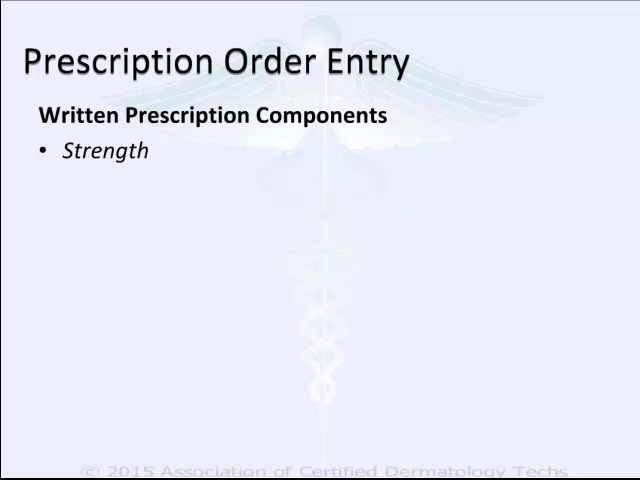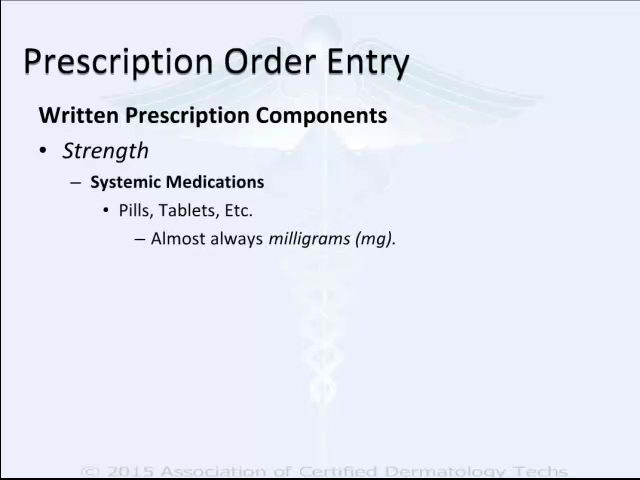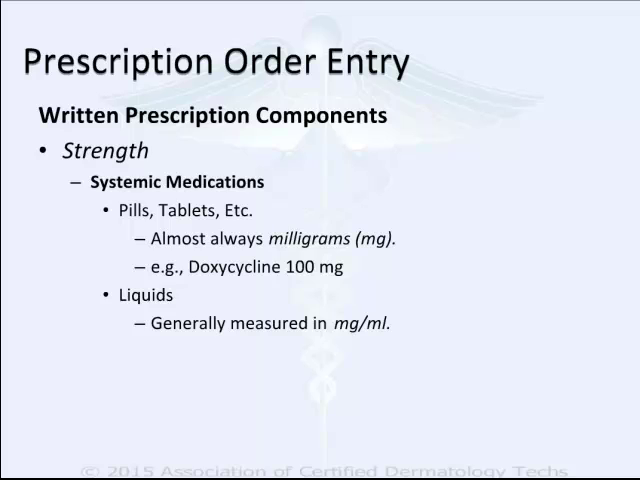For dermatological medications, the manner in which strength is indicated generally depends on the type of medication being prescribed. Systemic medications, such as pills, tablets, etc., are almost always dosed in milligrams. For example, doxycycline 100 milligrams. For liquids, the manner in which pediatric medications are delivered, the dosage is generally prescribed as milligrams per milliliter, with milliliter abbreviated as mL. For example, cetirizine 5 milligrams per 5 milliliters.